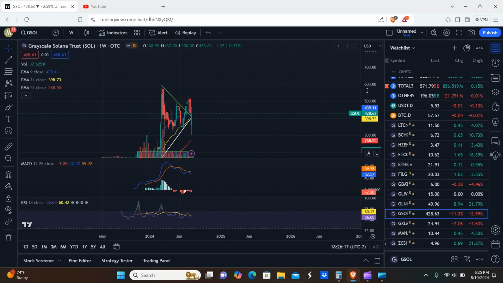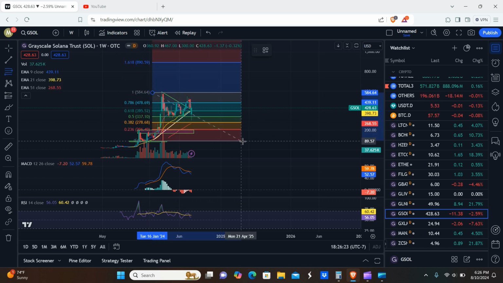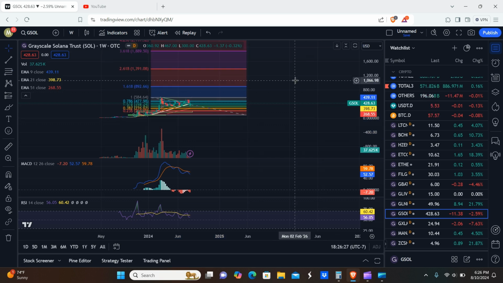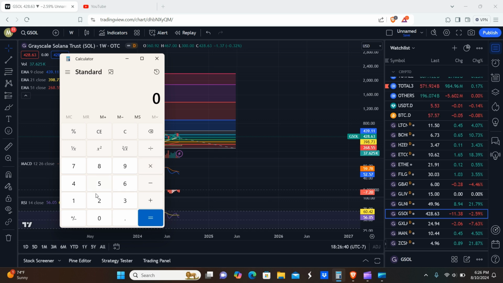GSOL, I could do a local Fibonacci retracement on this one, but it kind of almost doesn't even make sense because it's pretty much already looking like it wants to hit all-time highs. And again, you have the potential of a spot Solana ETF, which, we all know that's going to pump the price of Solana most likely. So 900, 1400, 1880, and roughly about 2200 respectively.